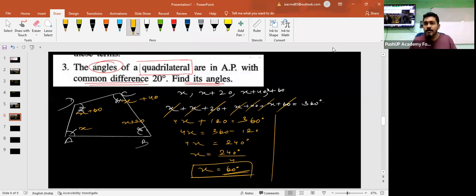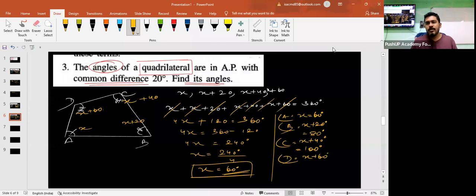Let's find it. The first angle A would be equal to x, that is equal to 60. The second angle B would be equal to x plus 20, that is equal to 80 degrees. Angle C would be x plus 40, that is equal to 100 degrees. Any doubt? No doubt. So angle D is 60 plus 60, which is equal to 120 degrees.